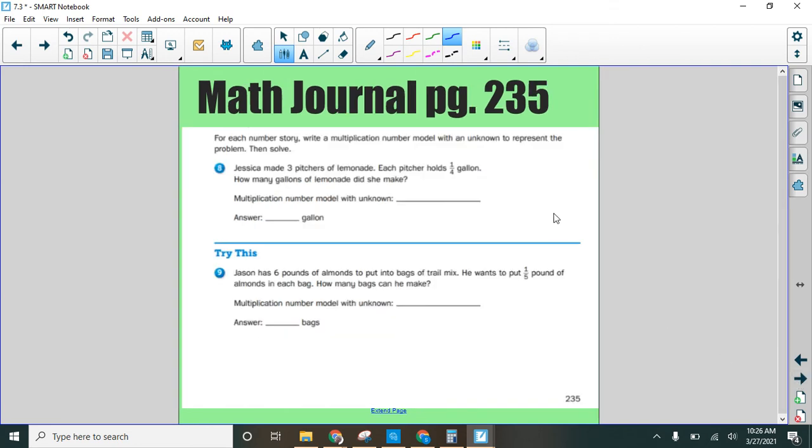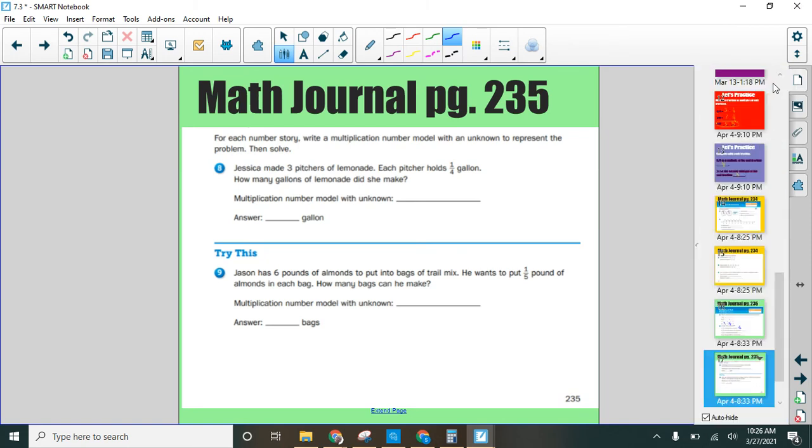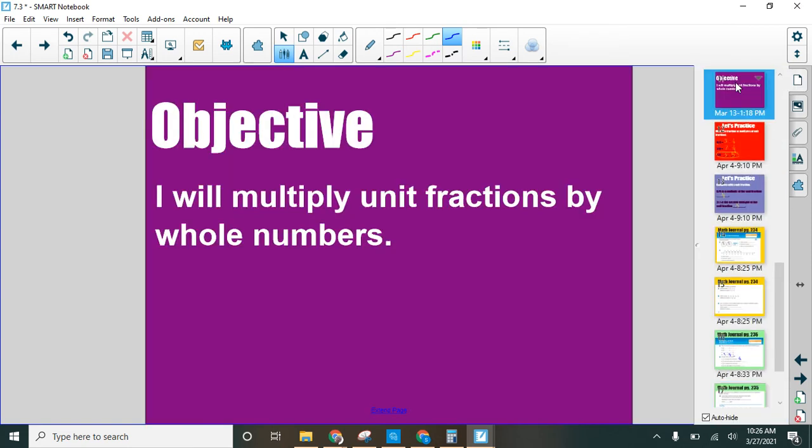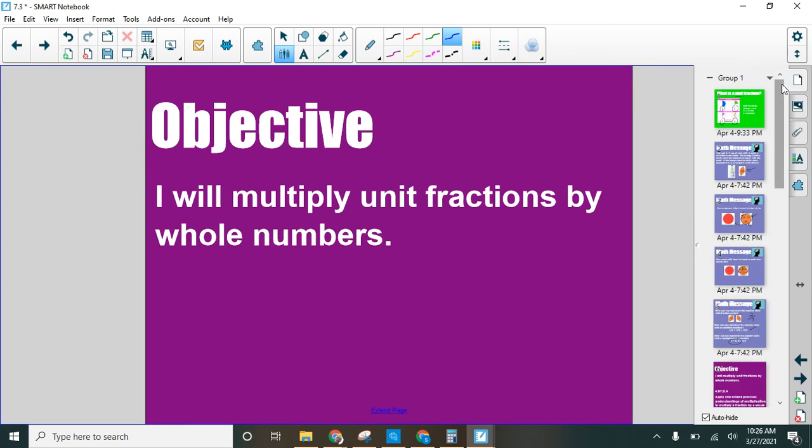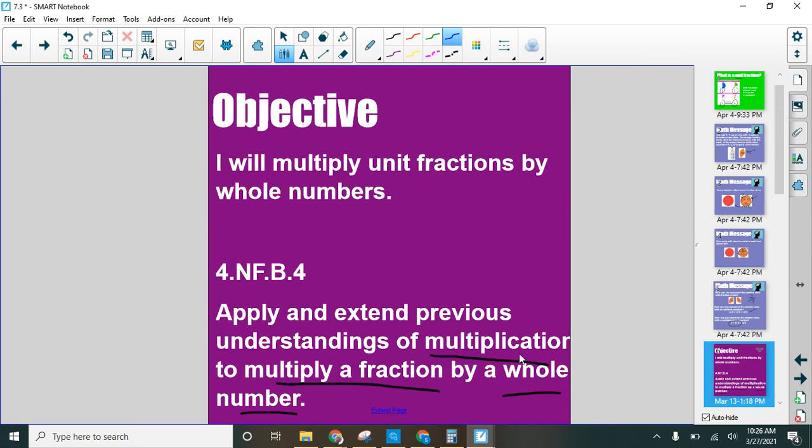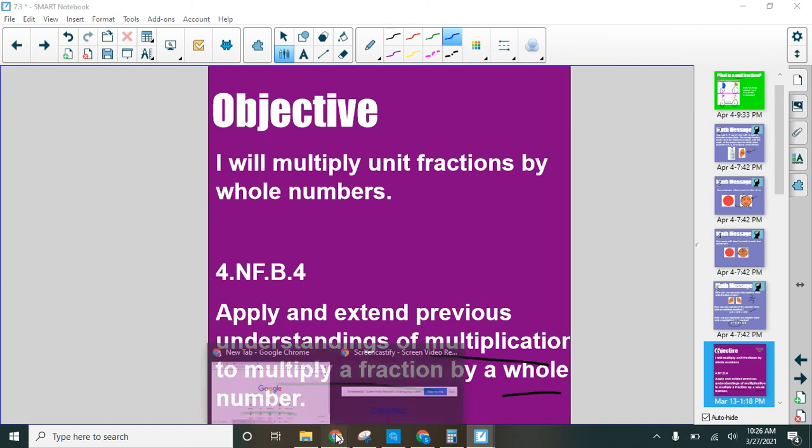So that page goes on to here. So you're working on math journal pages 234 and 235 today as you practice this objective, being able to multiply unit fractions by whole numbers. Let's see if we can put the one with the standard back up there. Yay, there it is. All right, if you need any help with anything, 4th graders, reach out and let me know. We are learning all about multiples of fractions and unit fractions and all the things that go with that today. All righty, good luck.